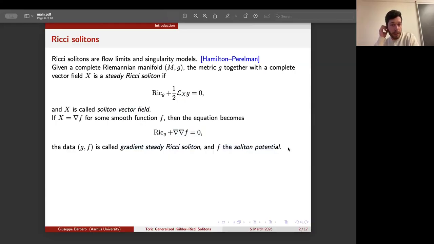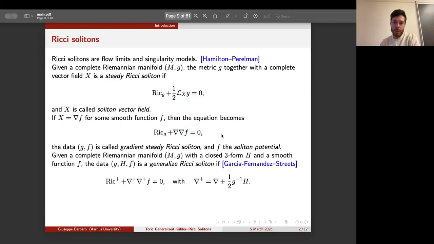This is from the Riemannian point of view. Then if you add a complex structure and request the metric to be Kähler, this will be the equation of a steady Kähler-Ricci soliton, and this is the equation of a gradient steady Kähler-Ricci soliton. What we are going to study today is a generalization of this equation that allows for some torsion in our geometry. These are generalized Ricci solitons as introduced by Mario Garcia-Fernandez and Jeffrey.